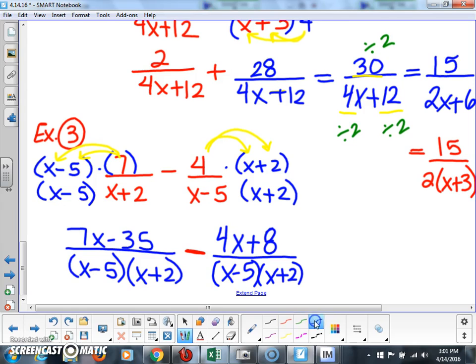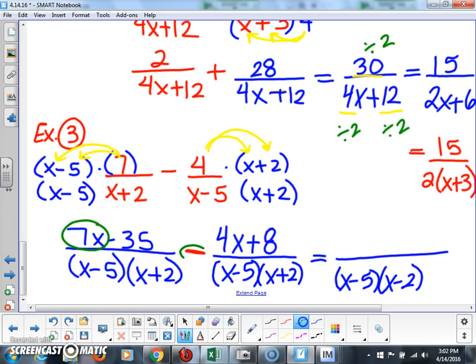Are my denominators the same? Yes, so I'm going to leave my denominator the same. What about my numerator? What is 7x minus 4x? 3x. Good. Okay, next one. What is negative 35 minus 8? Negative 27.